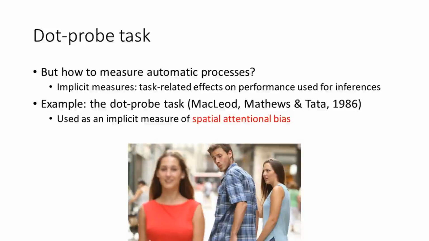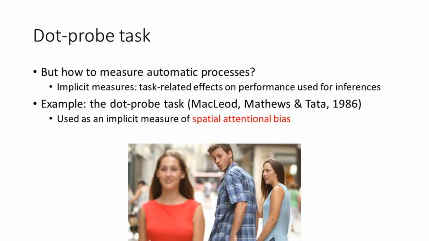The general approach is to use something called implicit measures. So what are implicit measures? These are ways of using reaction times and accuracy to try and infer something about automatic processes going on below the surface. One example I'm going to go into is the probe task. This has been around for a very long time and has been used in a large number of studies. What's the idea? Well, you can see the picture. Sometimes your attention is drawn by something, and maybe it shouldn't be, but you can't control it. You just look at the thing.